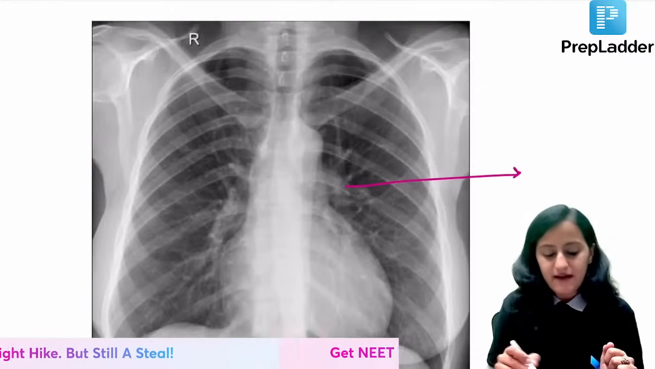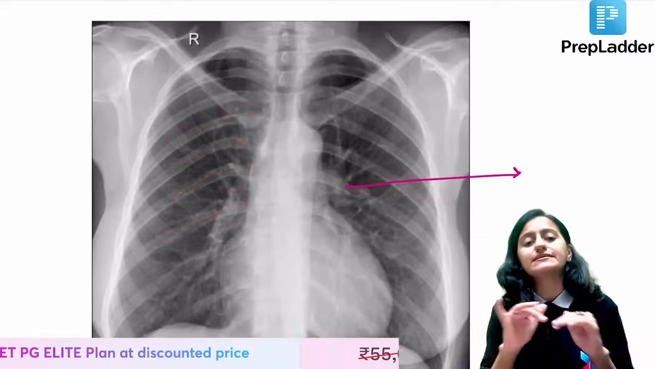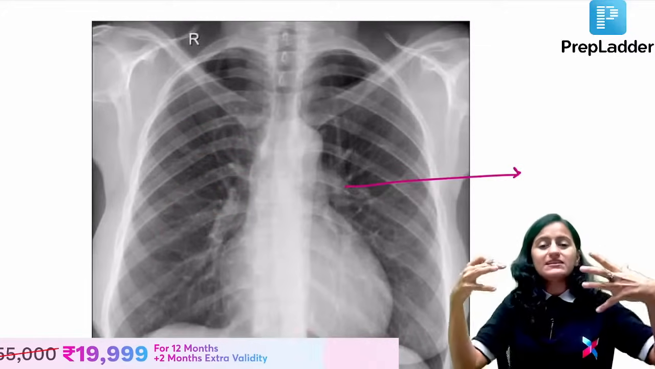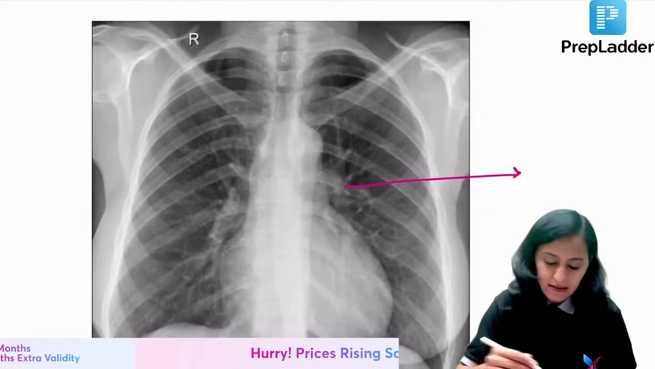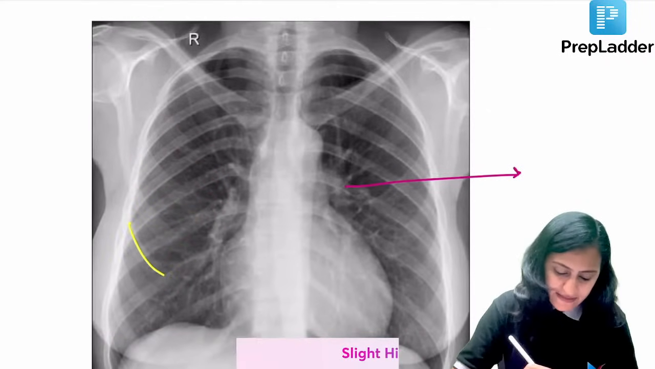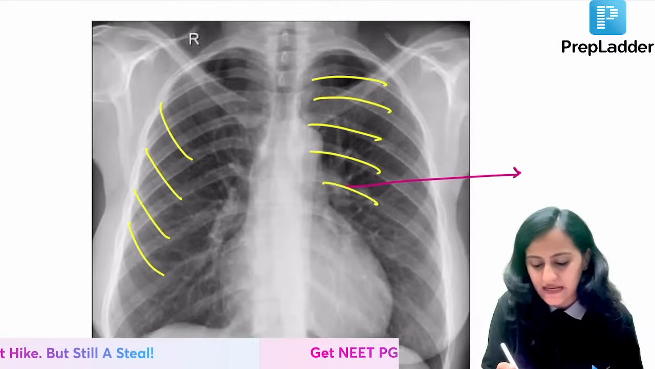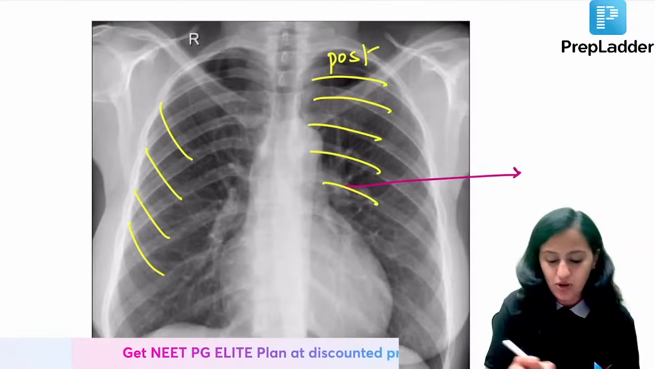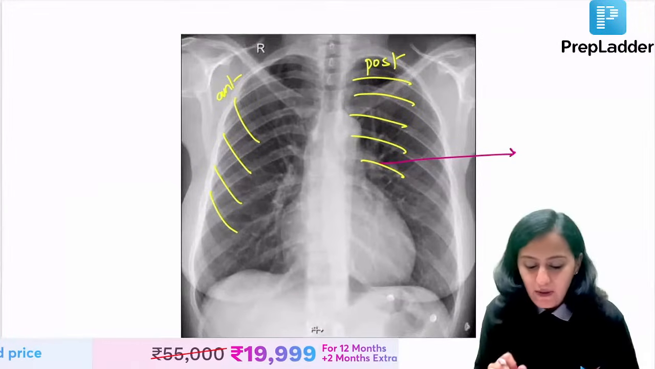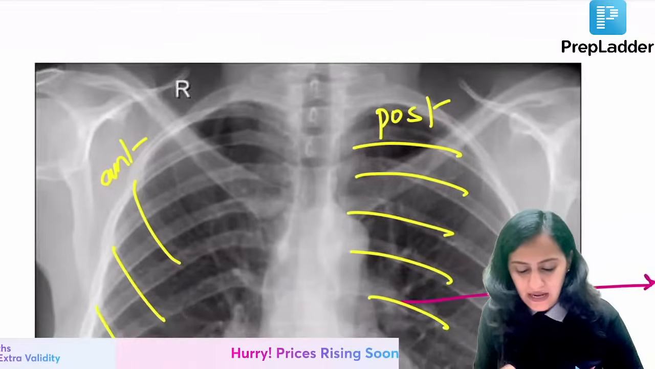How do you identify it? The posterior end is the one which is seen more clearly and it is more horizontal. The rib coming from behind is horizontal. Anteriorly it becomes oblique. The ones which are appearing oblique are the anterior ends. These are all anterior ends and these are all posterior ends. Remember, posterior is horizontal, anterior is oblique. Now how do you do the counting here in the ribs? How will you do the counting here?